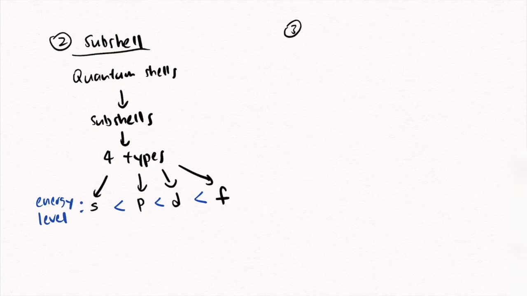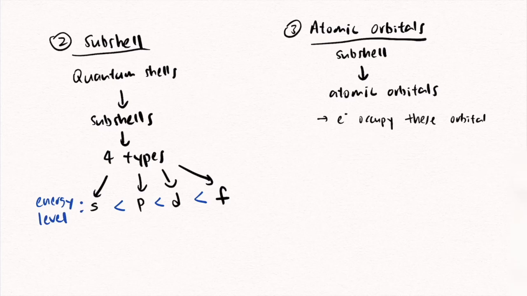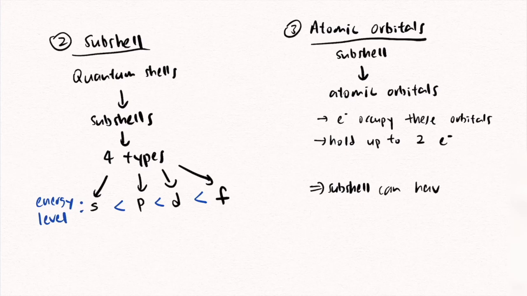The third and last term that we will have to familiarize ourselves with would be atomic orbitals. Within each subshell, there are atomic orbitals. To put it simply, we can say that electrons occupy these orbitals, where each atomic orbital can hold up to a maximum of 2 electrons. Each subshell can have 1 or more atomic orbitals.